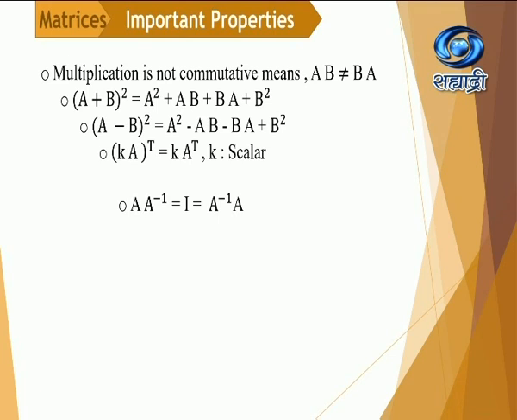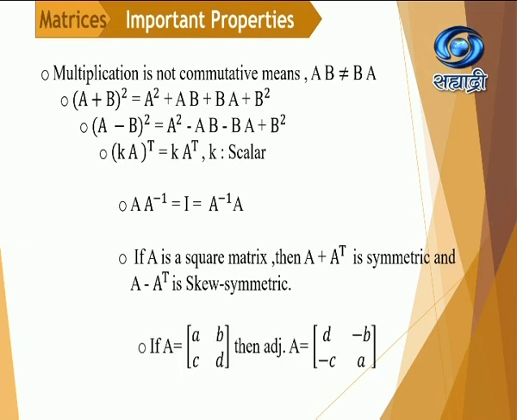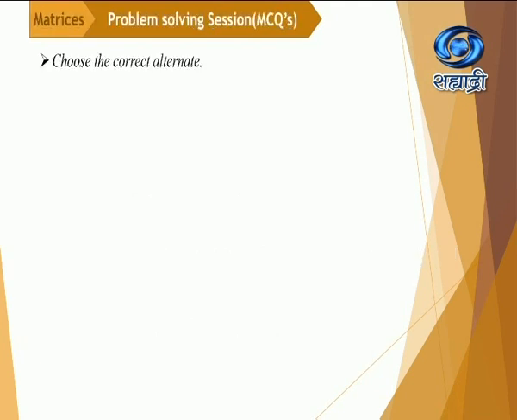Then this is an important equation. A into A transpose is equal to identity, which is equal to A inverse A. If you remember, this equation we use to get A inverse by using elementary transformations method. Then we have A is a square matrix, then A plus A transpose is symmetric and A minus A transpose is skew symmetric. For 2 cross 2 order matrix, general matrix ABCD, adjoint of A is just you have to change the places of diagonal elements, and off diagonally you have to attach negative sign.